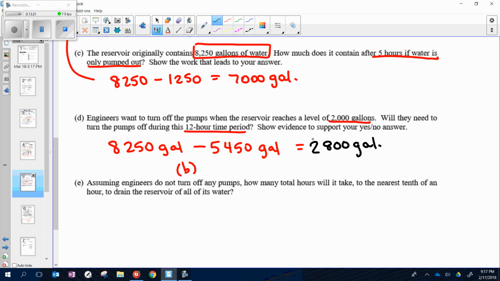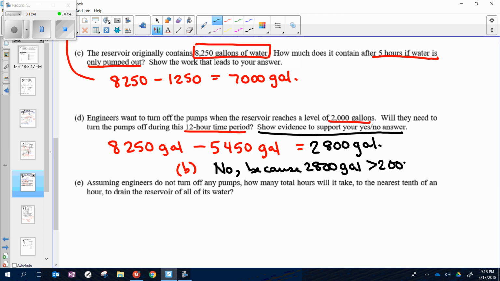So we got to answer the question. Will they need to turn the pumps off? Show evidence to support your yes or no answer. So make sure you say yes or no. I'm going to say no, they won't need to turn the pumps off because 2,800 gallons is greater than 2,000 gallons. They'll still have enough water and they won't need to turn the pumps off. And I showed some evidence.